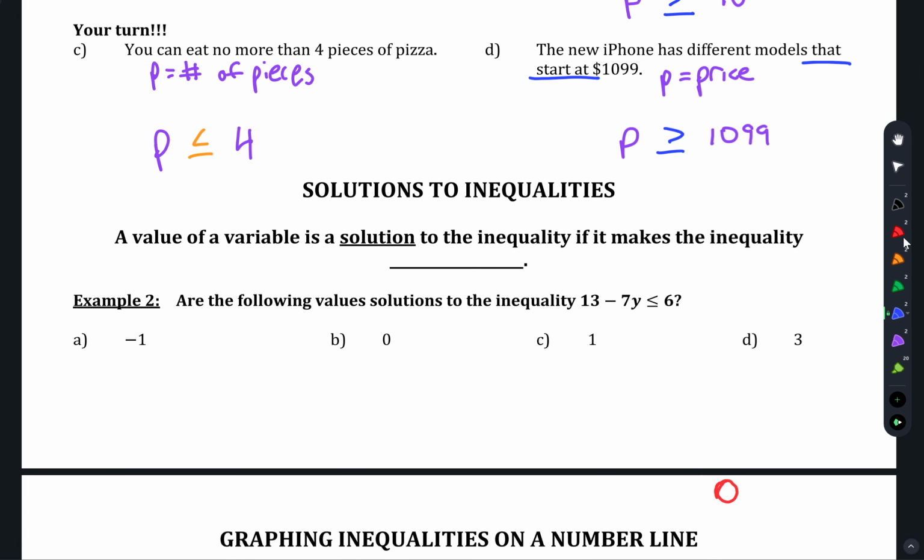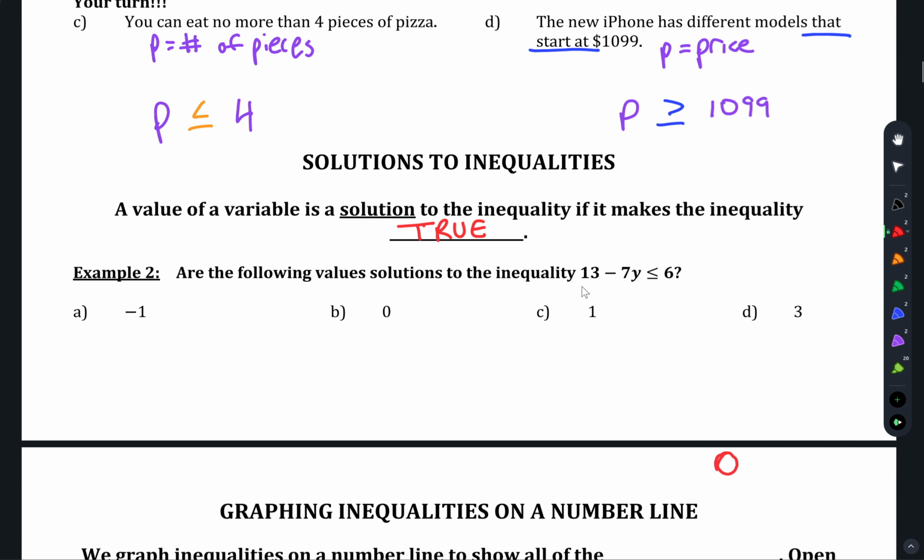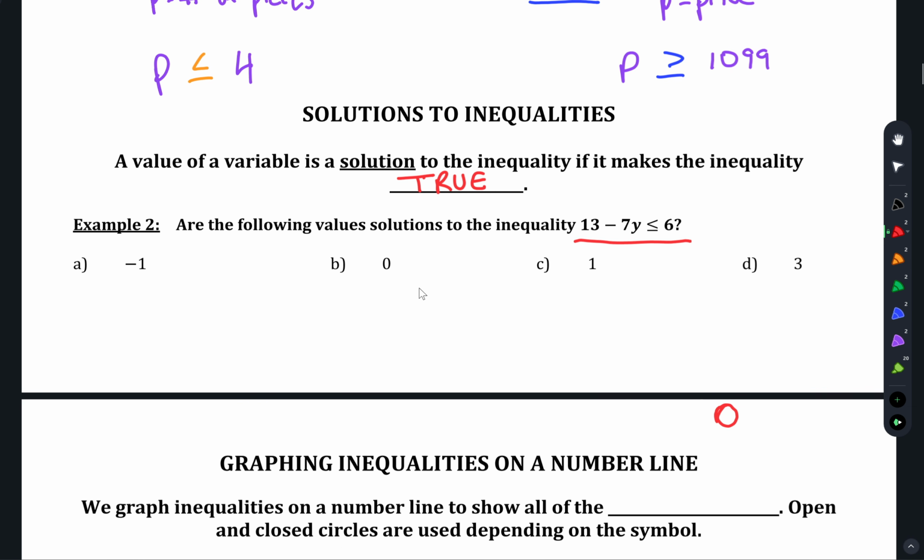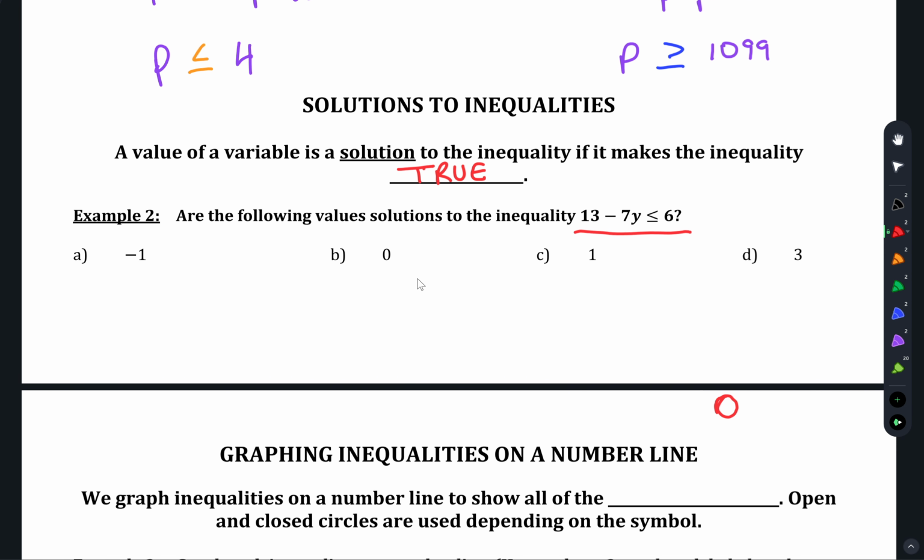Often an overlooked part of inequalities is how to find their solutions. It's very simple. All we have to do to find the solution to an inequality is plug it in, and it is a solution if it makes the inequality true. So I'm going to go ahead and take this inequality, 13 minus 7y is less than or equal to 6, and I'm going to plug in my different values to see yes or no, is it a solution to the following inequality.